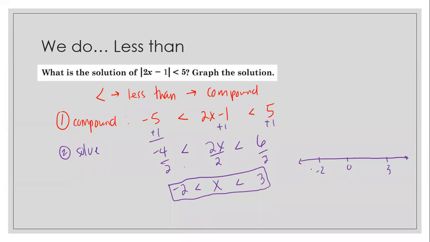Have a little accuracy. At -2, it's strictly less than. At +3, it's strictly less than. So I'm going to have open circles and connect the lines. So this would be my numerical representation, and this would be my graphical representation of my solution.